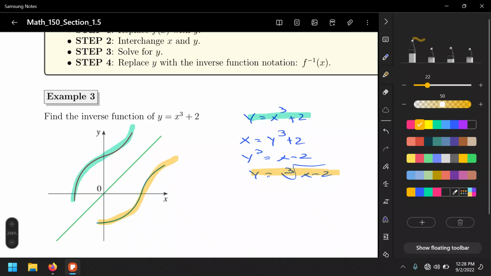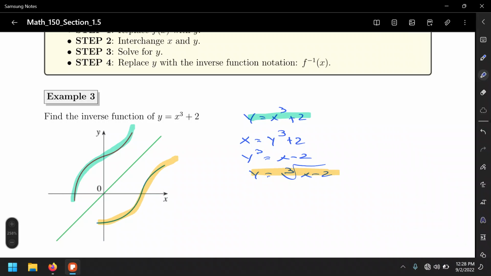Alright, well, this is y, but in this case we need to use function notation. Because if we look at this, y equals x cubed plus 2 and y equals the cube root of x minus 2, well, those are just functions. But we need to be very specific which one is the original function and which one is the inverse function. So that's why the very last step is telling us to replace y with the inverse function notation.